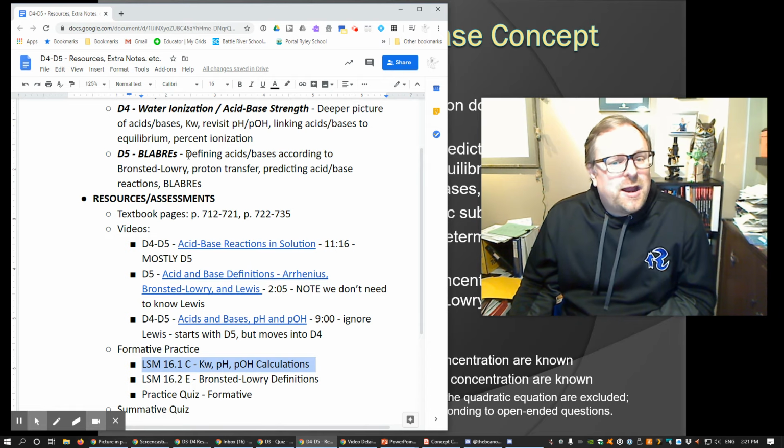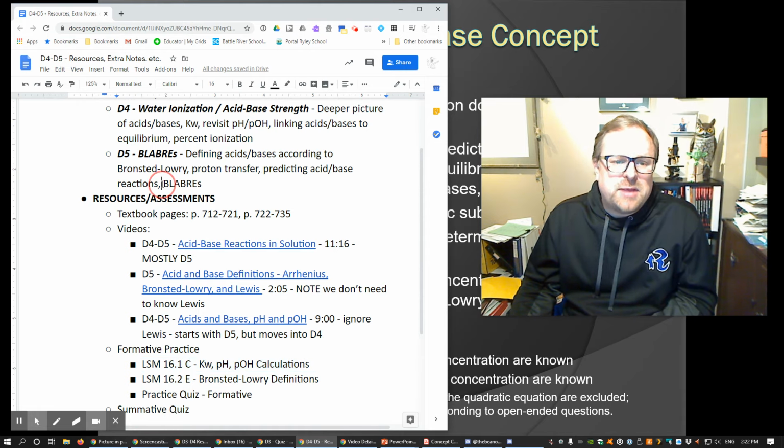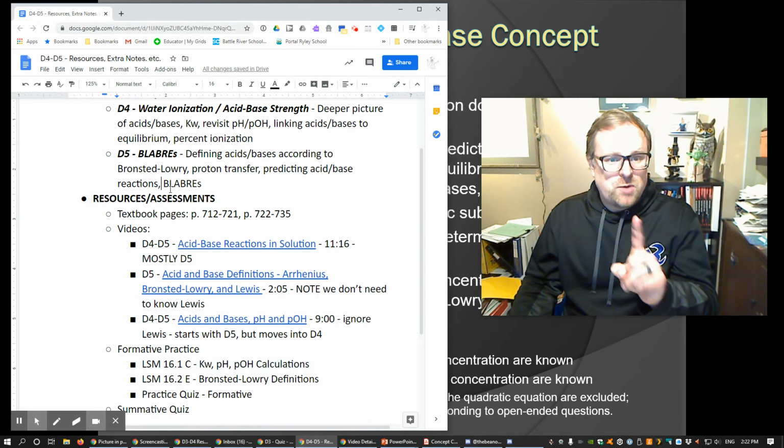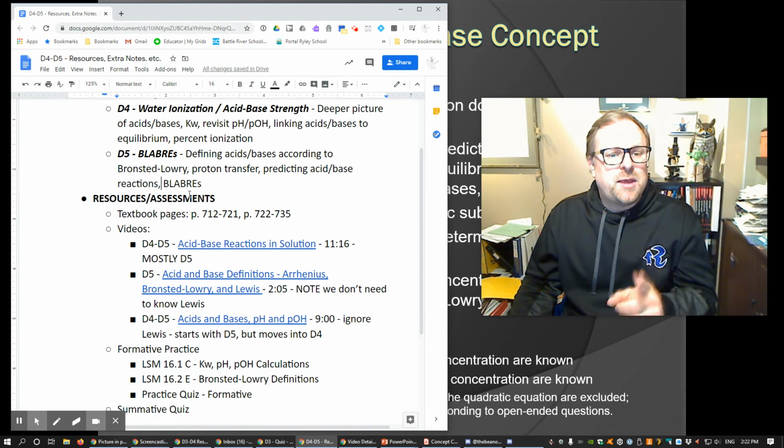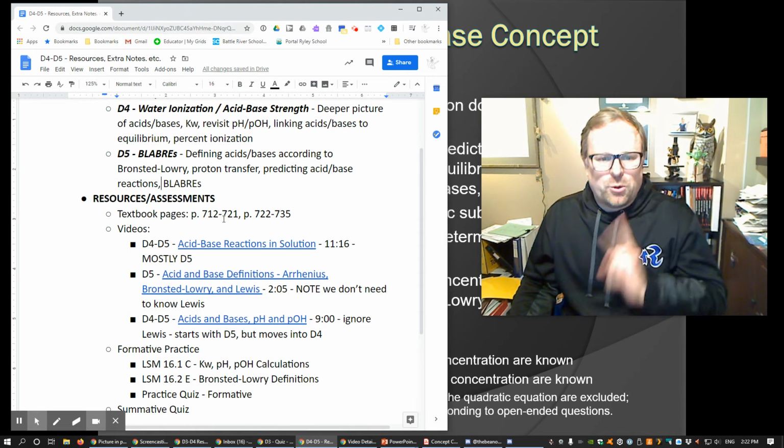Defining acids and bases is what we're going to cover according to what we call the Bronsted-Lowry concept, and we'll talk about proton transfer as the mechanism for that. Then we'll be able to predict reactions that involve acids and bases and be able to write a Bronsted-Lowry acid-base reaction equation, or blabry.